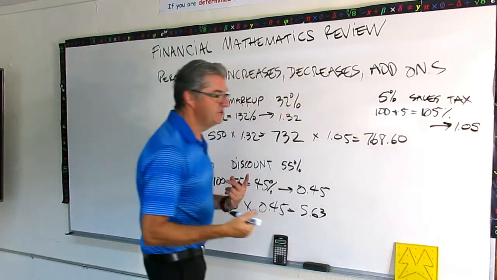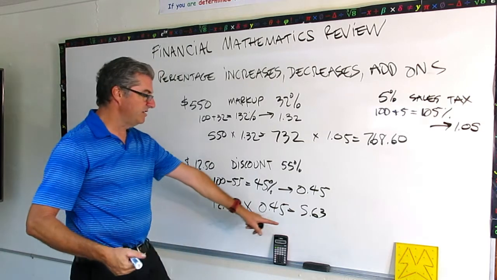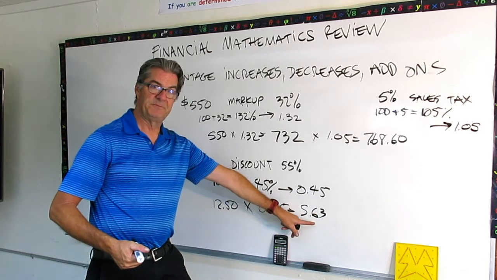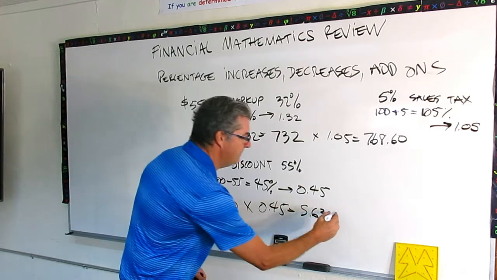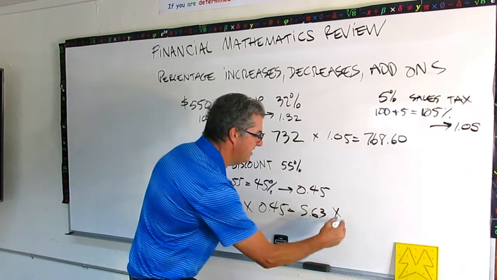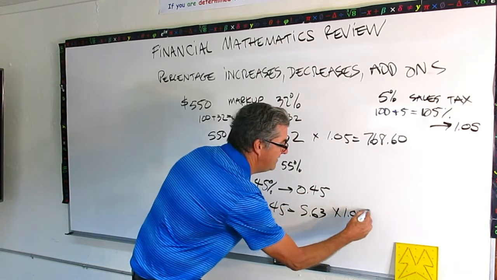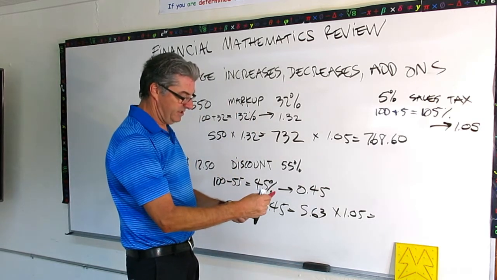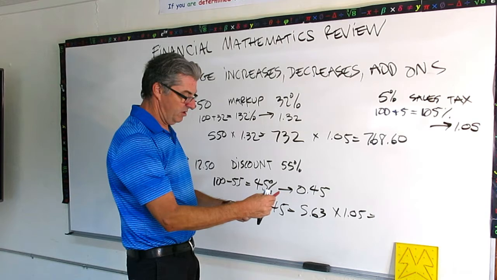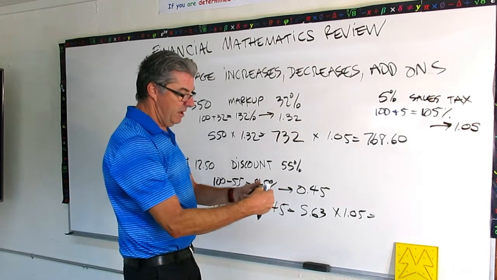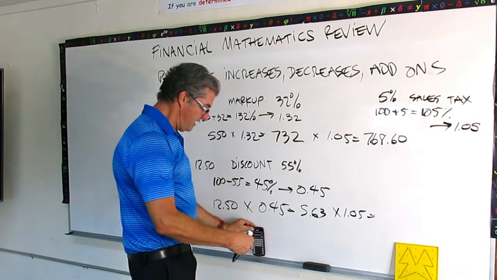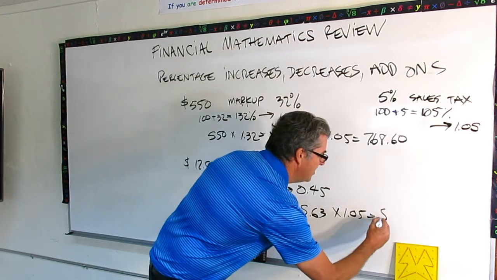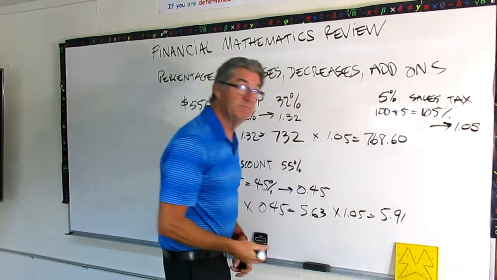Now let's do that again, but I want you to pause the video and calculate the total for this one. Okay, same multiplier, same sales tax we used over there, so this is times 1.05. 5.63 times 1.05 gives us $5.91. So with sales tax out the door, this one is $5.91.